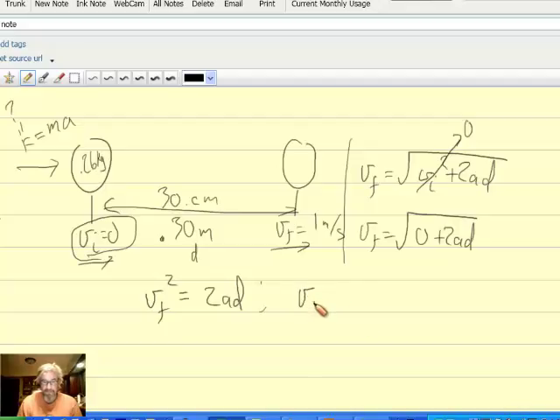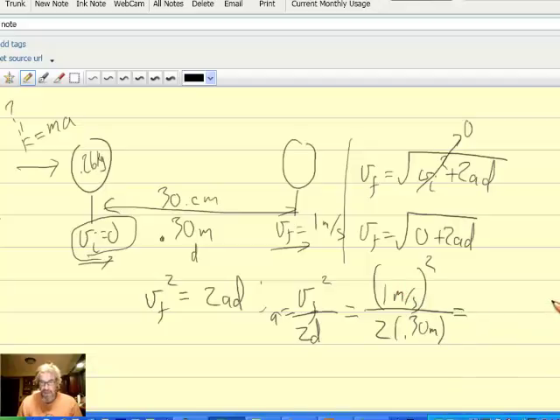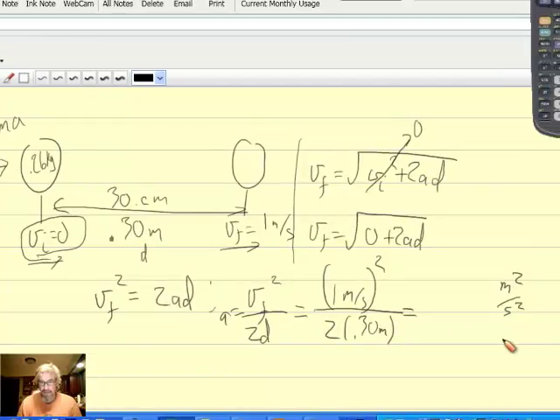So let's plug some stuff in here. My final velocity is 1 meter per second, and I'll square that. That's divided by 2 times this distance, which we know is 0.30 meters. Here's why we had to convert it to meters, so that they cancel here. Let's take a look at those units. We're going to have meters squared per second squared on the top, and on the bottom we're going to have meters. So that'll end up being just meters per second squared, and that's a good unit of acceleration.